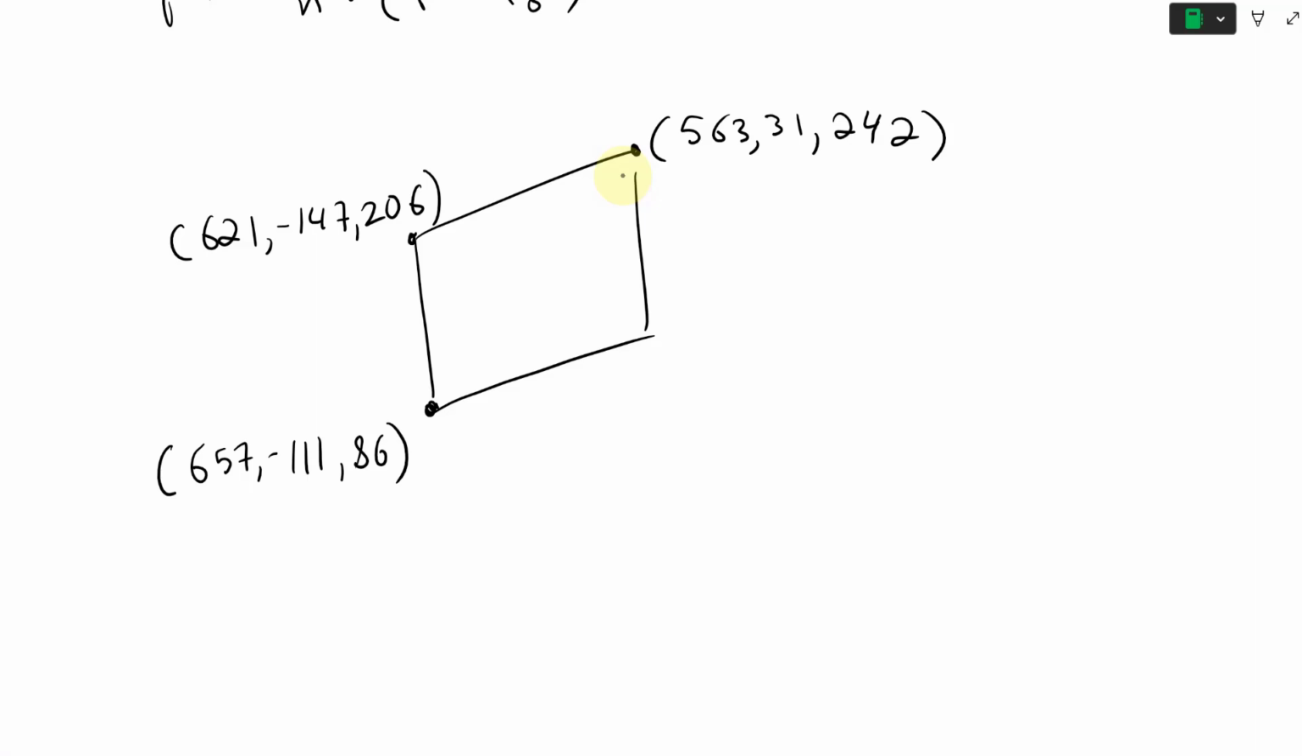All right, so what I'm going to do is get a vector here. Let's call this vector A. Then this vector here is B. All right, and now let's say we have a point here.